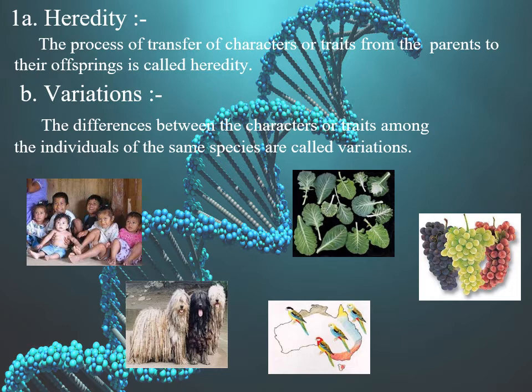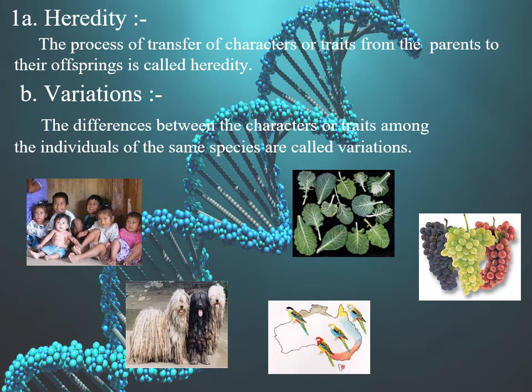And variation, the term itself says something is varying. So variation is nothing but the difference between the characters or the traits among the individuals of the same species. We call it variation. So here you can see different pictures. One, it is grapes, green, purple or pinkish color, or the same species but slight variation in the leaf structure. Birds of the same species with different colored feathers, and puppies you can see.